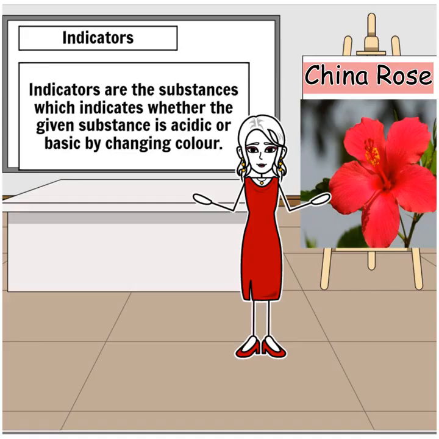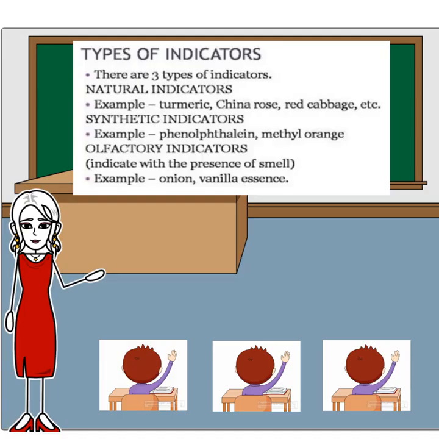Indicators. Indicators are the substances which indicate whether the given substance is acidic or basic by changing color. Types of indicators. There are three types of indicators: natural indicators, synthetic indicators, and olfactory indicators.